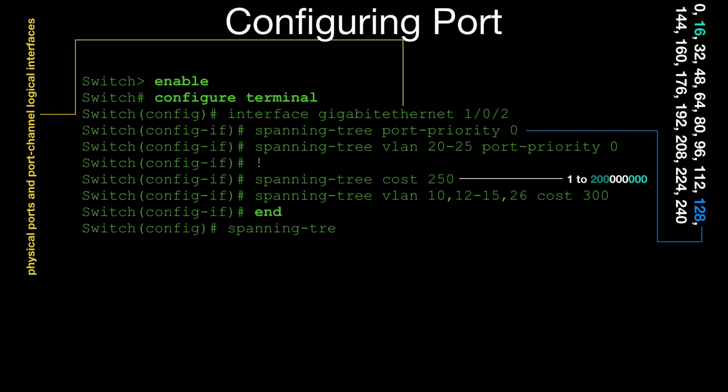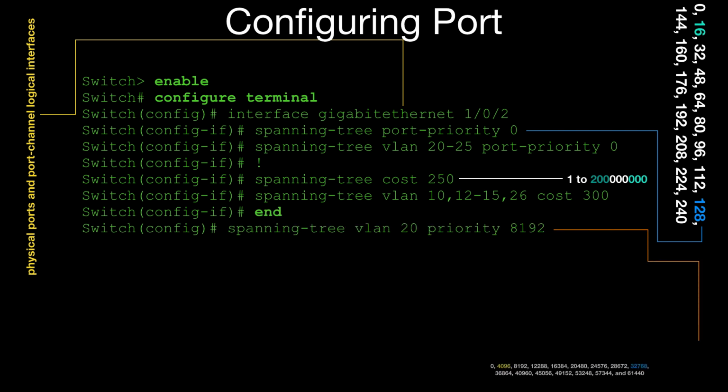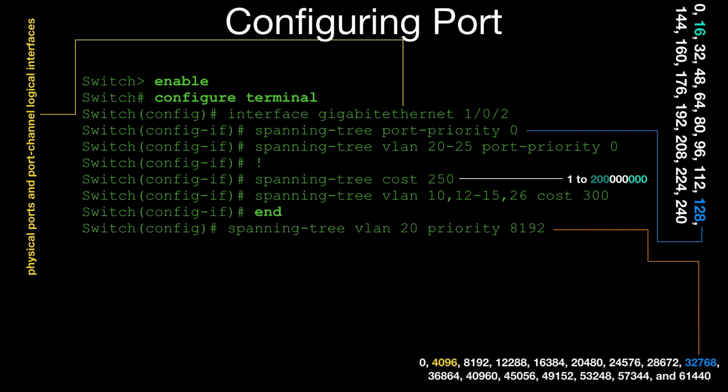Configures the device priority of a VLAN. For priority, the range is 0 to 61,440 in increments of 4,096. The default is 32,768. The lower the number, the more likely the device will be chosen as the root device. Valid priority values are shown.